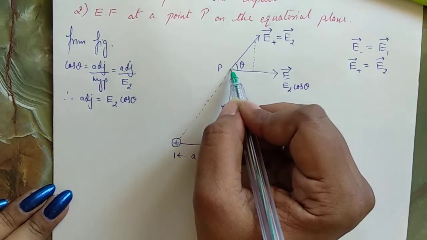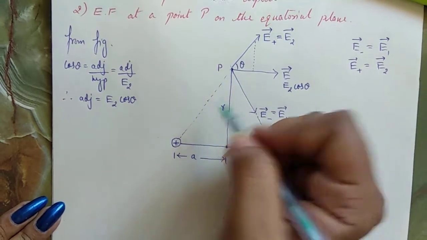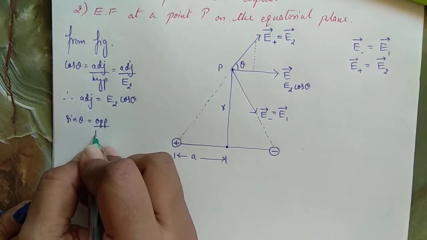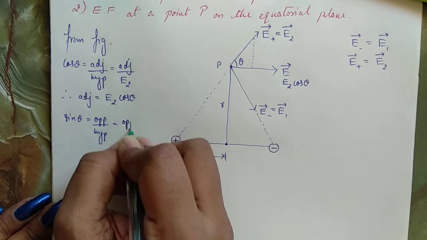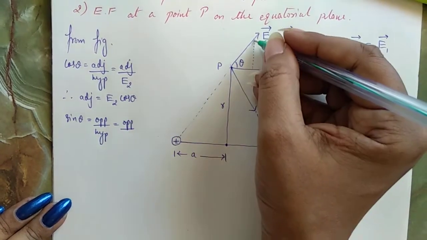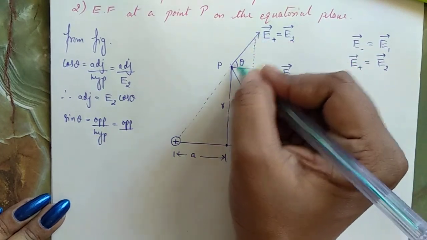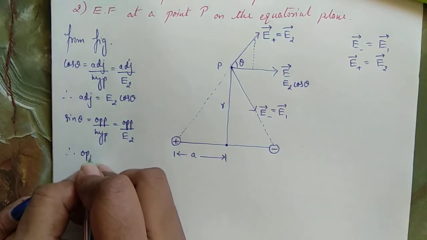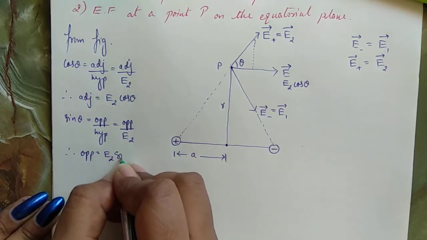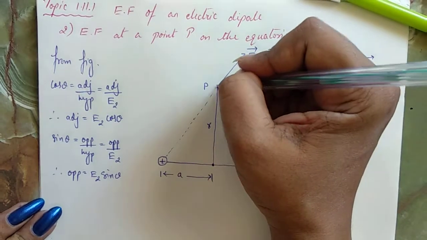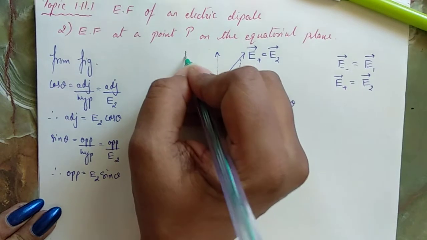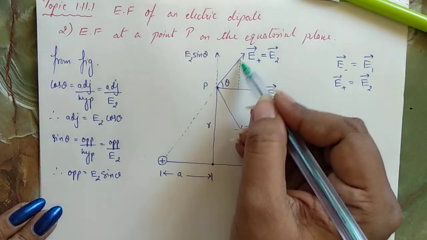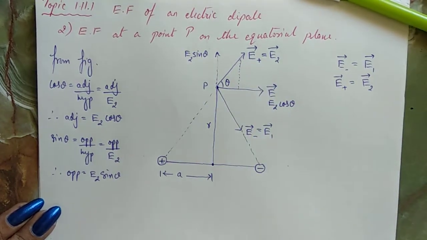Now the same way I can obtain the vertical component also by using the formula of sin theta. The formula was opposite upon hypotenuse. Again, sin theta is equal to opposite side upon hypotenuse. Hypotenuse value is E2. So from this I can obtain the value of the opposite side. It is E2 sin theta. So I have obtained the components of vector E2: E2 cos theta and E2 sin theta.